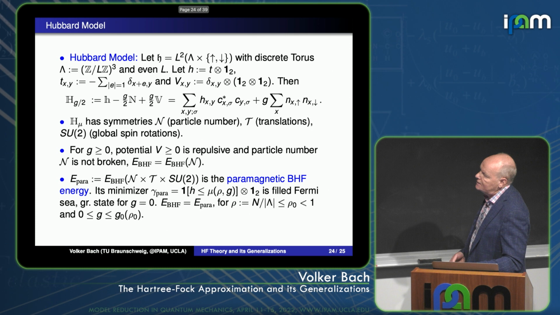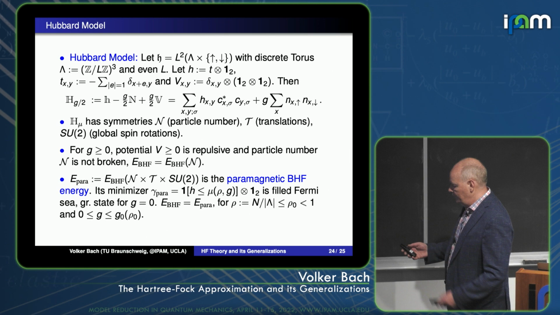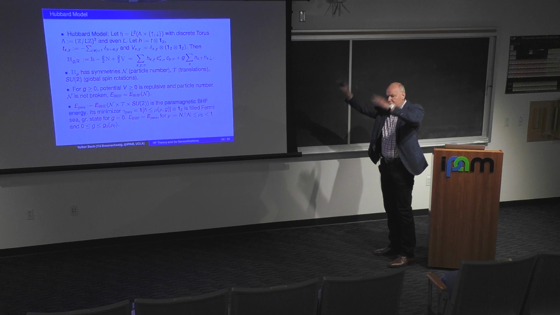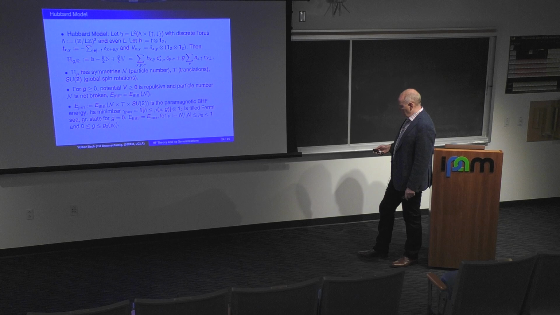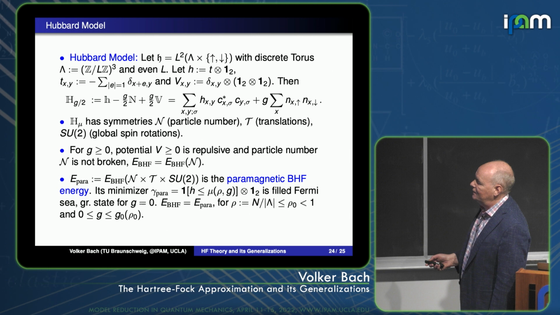This I do not want to discuss, but let me just close by discussing a few things about the Hubbard model. If we take the Hubbard model in the usual setting, I wrote it down here, then this Hamiltonian has various symmetries. There is a particle number symmetry, there is a translation symmetry, and there are global rotations of all spins. So we have a global SU(2) symmetry. And I want to look at the repulsive case, so the coupling constant G. I don't want to call it U because we have unitaries around here. So the coupling constant G is positive, and the potential is repulsive. And therefore, as we have already seen, the particle number symmetry is not broken.